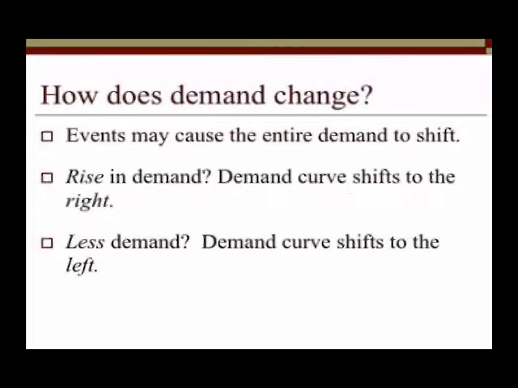Now the question then is, okay, if that's how quantity demanded changes, just a change in the price of the good itself, how does the entire demand change? Well, certain events will cause an increase in demand or a decrease in demand. And there are some nice little memory tricks with econ. If the event leads to a rise in demand, we're going to see that demand curve shift to the right. Let's take a look at this.